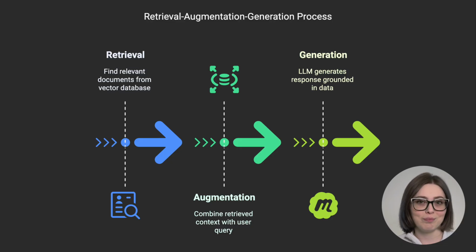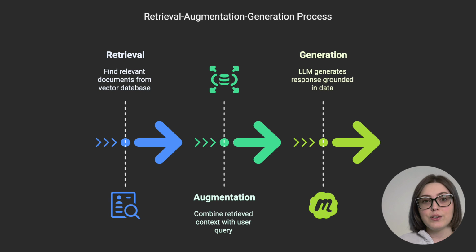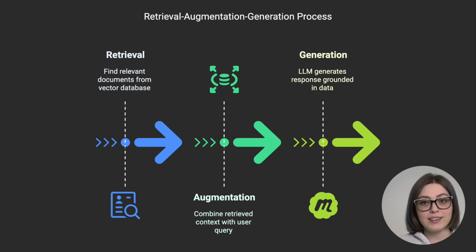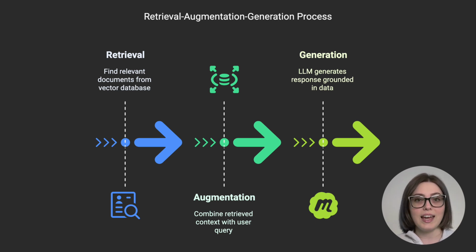If you want to learn more about RAG and its architectures, you can take a look at my previous videos. Links are in the description. But to recap, RAG has 3 core steps. Retrieval, to find relevant documents from your vector database. Augmentation, combine retrieved context with the user query. And generation, an LLM generates a response grounded in your data. In this video and the next couple of videos, we are building all 3 components using Spring AI.